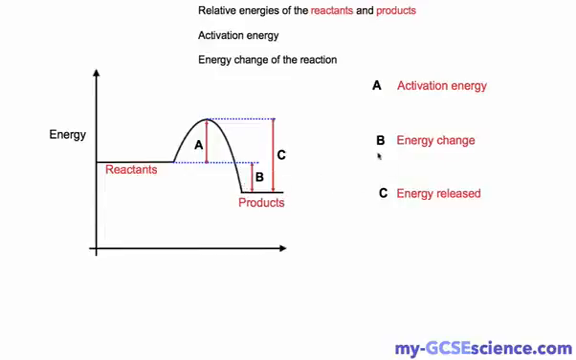You may have seen part B written down or identified to you as delta H. That's not really required for this exam. If you put this down in the exam, you would get the mark, but your teacher may have spoken about that, and that's how it fits in to this diagram.